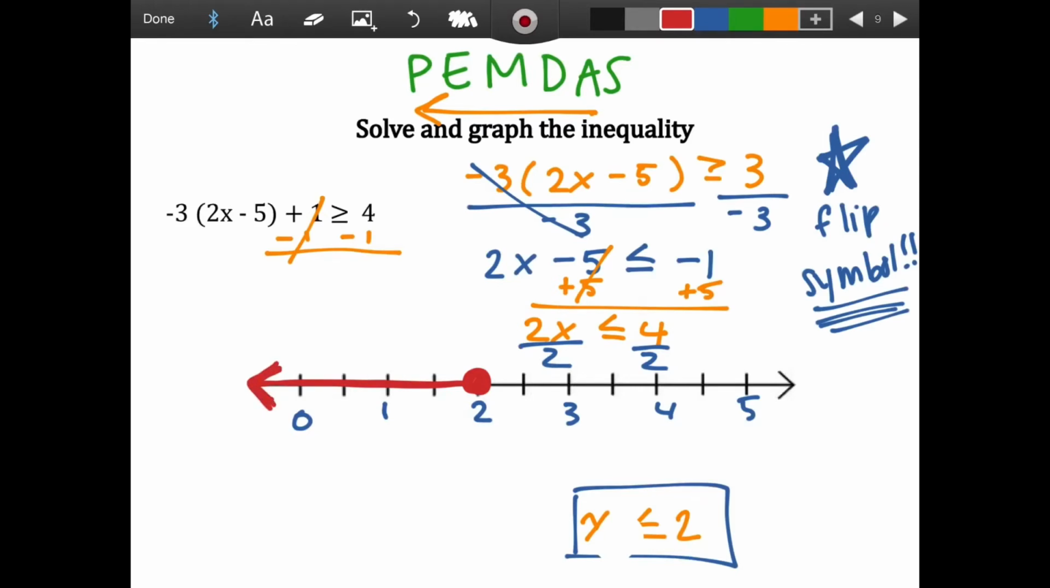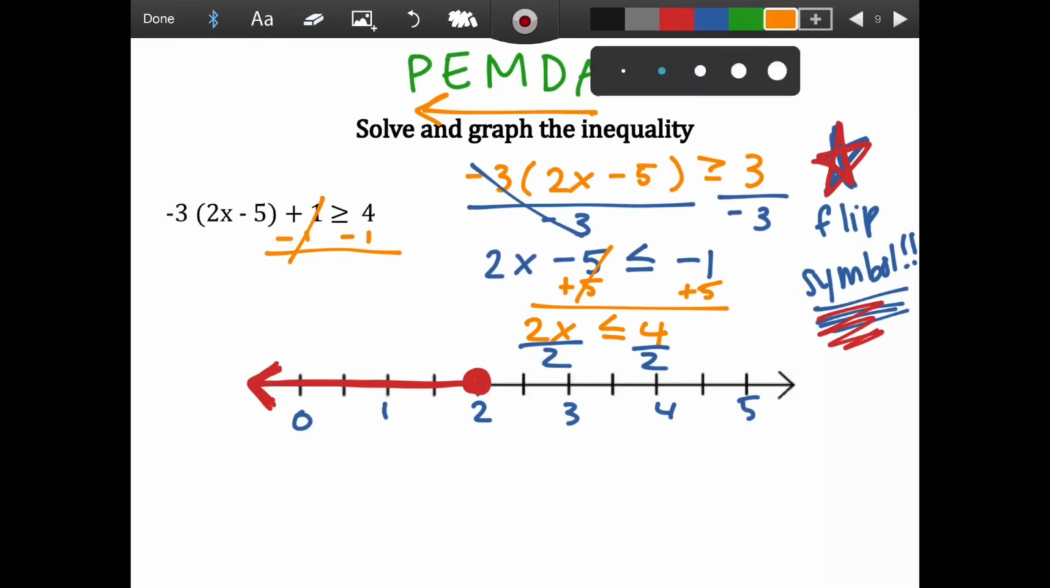Okay, so make sure you make a note. You always have to flip the symbol if you're multiplying or dividing by a negative number. Oh, and I erased my answer down here, sorry. X is less than or equal to 2.